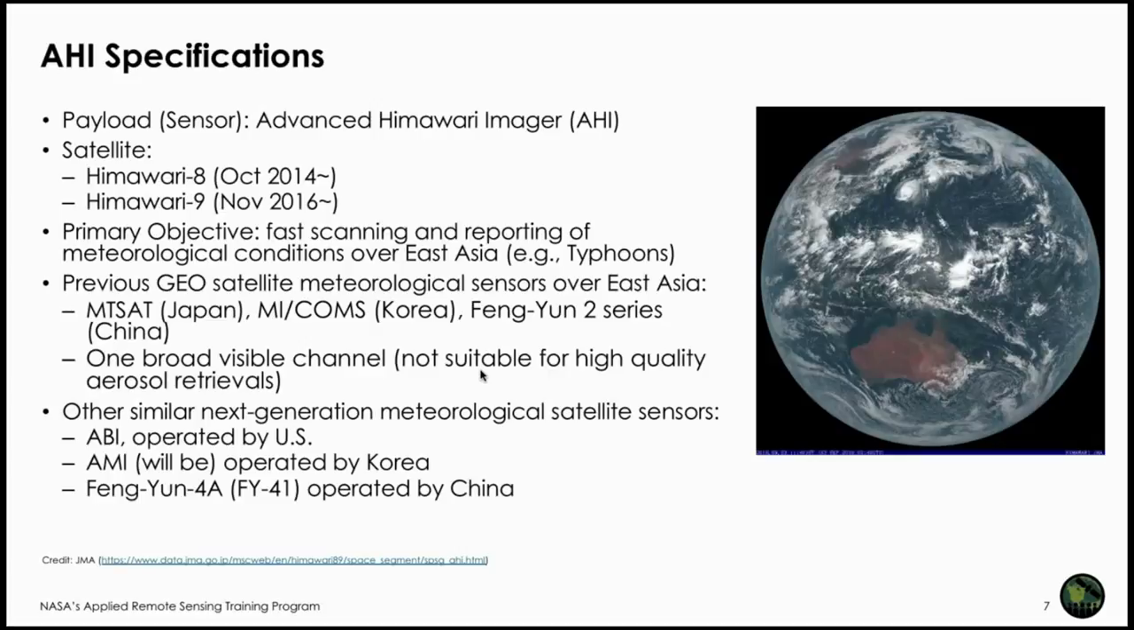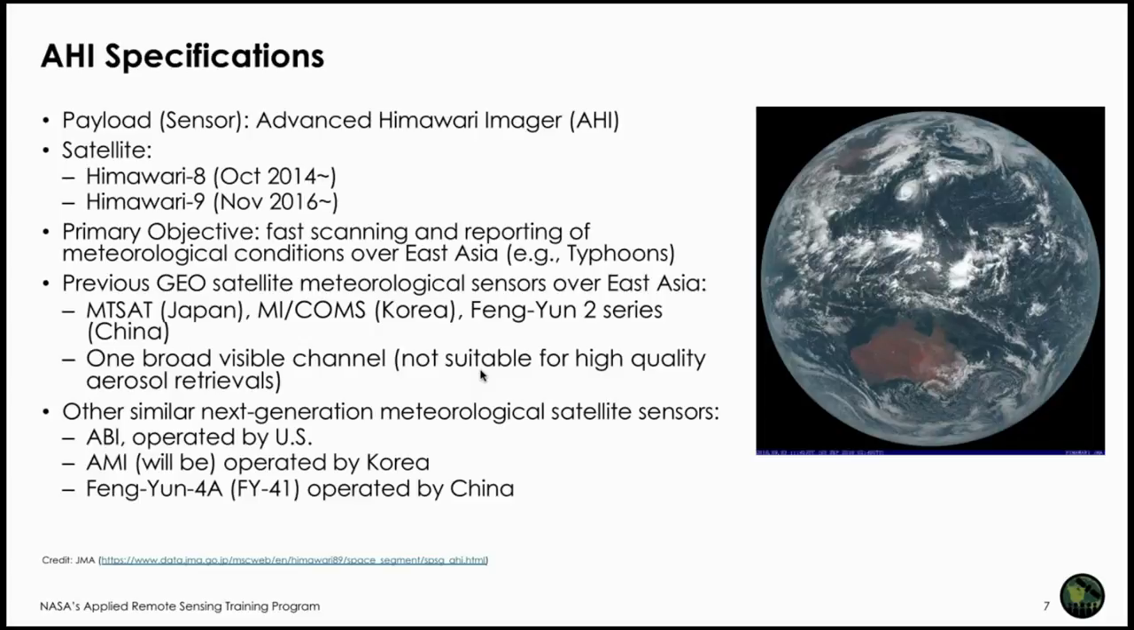The second one is AHI. Its full name is the Advanced Himawari Imager. The two satellites, Himawari 8 and Himawari 9, carry these sensors, and were launched in 2014 and 2016 respectively. The primary objective of the Himawari 8 and Himawari 9 AHI sensors is the fast scanning and reporting of meteorological conditions over East Asia, such as typhoons or clouds.